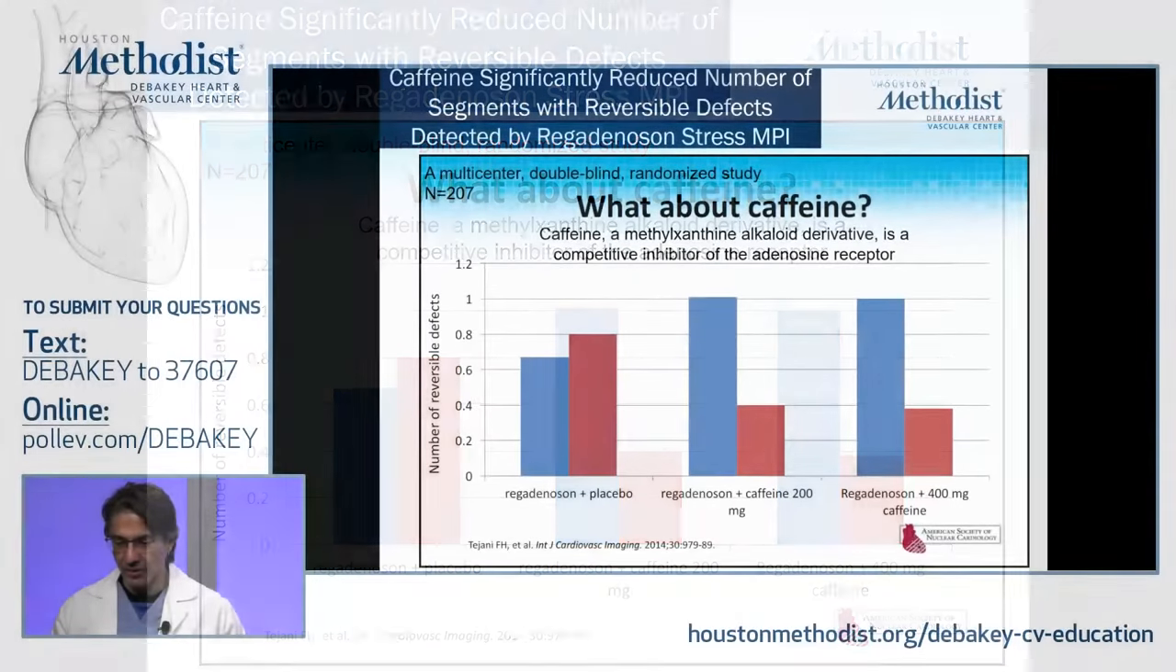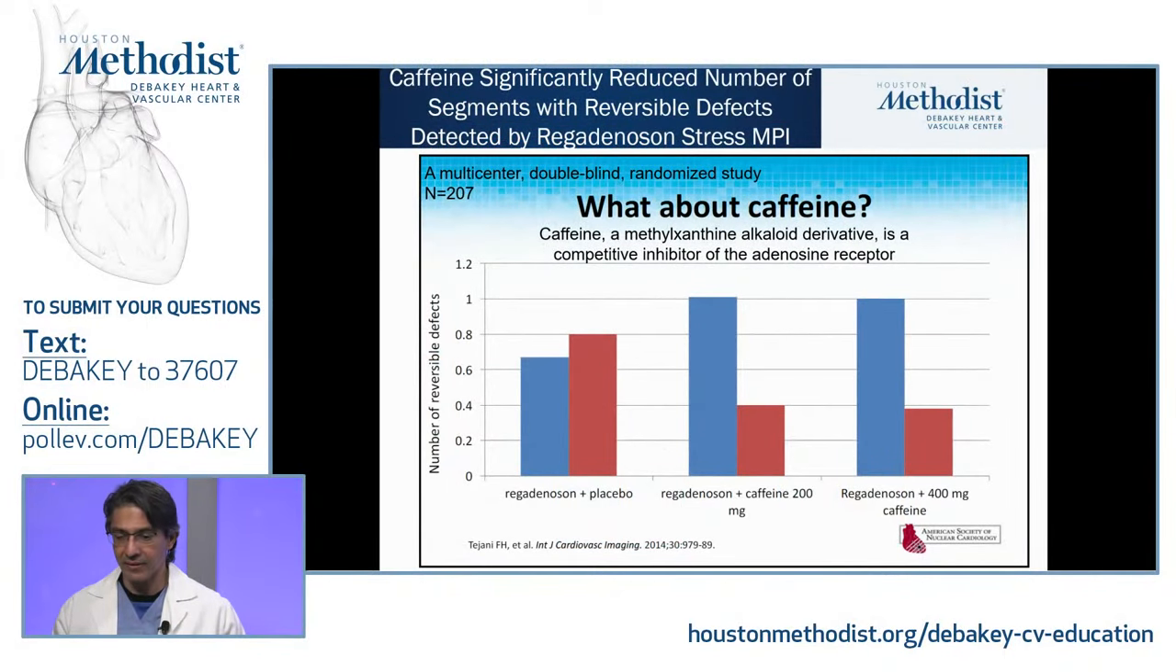This was a double-blind randomized study. These were patients who first had their study done with regadenoson, and then they were given either 200 milligrams of caffeine or 400 milligrams of caffeine. And what you can see here, very nicely, is once you receive caffeine, there is a marked difference in the number of reversible defects that you're able to detect. So it will definitely decrease the size of the ischemic defect.